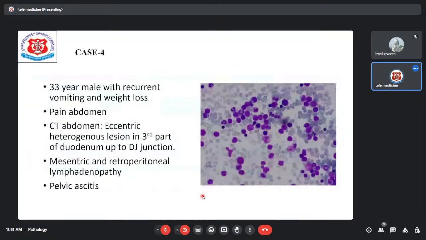Okay. This is another case, 33-year male with recurrent vomiting and weight loss and pain abdomen. You are seeing these kind of cells here. CT abdomen showed heterogeneous lesion in the third part of the duodenum. Okay. These are various cells. What can you tell about the size? They are large cells because they are 2 to 3 times larger than the RBC. So you know you are dealing with the large cells. Okay.